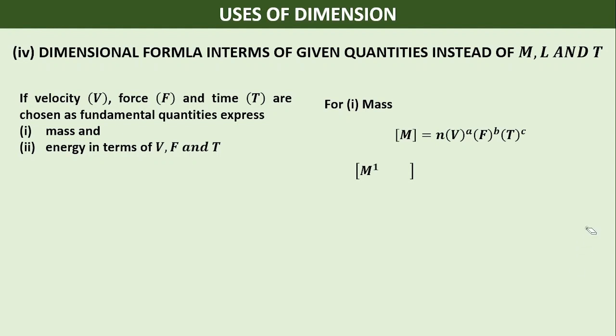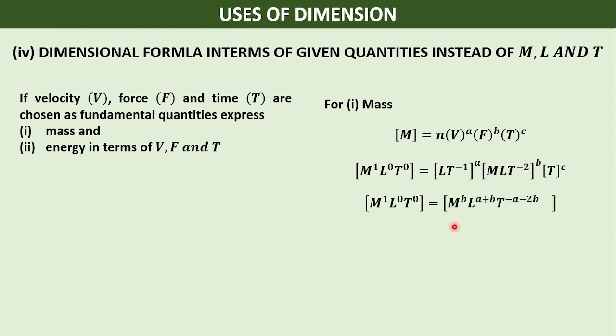Let us substitute the dimension of mass: M power 0, L power 0, T power 0 equals... the velocity's dimensional formula is L T power minus 1. For force it is M L T power minus 2. For time it is simply T. n doesn't have any dimensional formula. Then let us rearrange the equation. M power 1, L power 0, T power 0 equals, is there any M? Only one M is there. Its power is b, M power b. Is there any L? L power a multiplies L power b, so we get L power a plus b. Here you have T power minus a multiplies T power minus 2b multiplies T power c. So we get T power minus a minus 2b plus c.